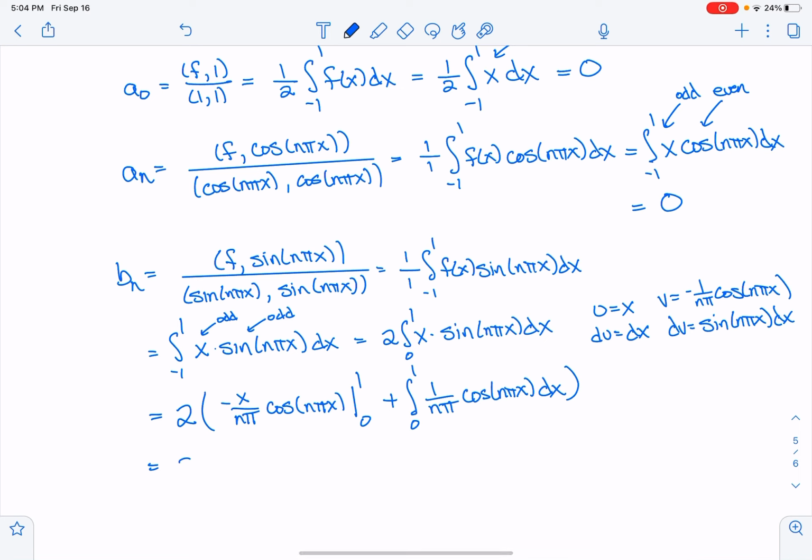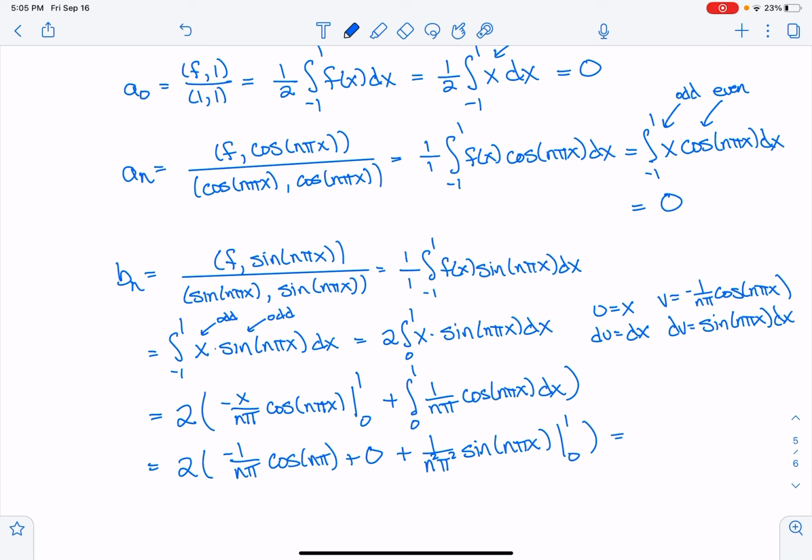Okay, so we're going to get 2 times -1 over n pi cosine of n pi. And then minus a negative, when I plug in 0 for x, I just get 0. Because when I plug in 0 there for x, I will get 0. So that term goes away. And then I'm going to get a plus 1 over n squared pi squared sine of n pi x evaluated between 0 and 1.